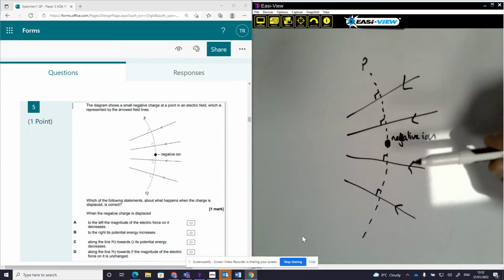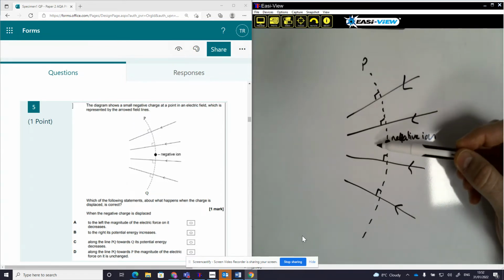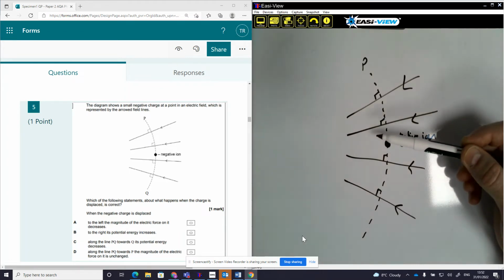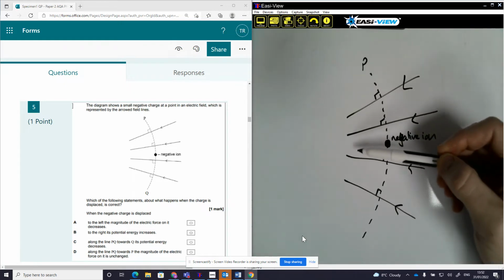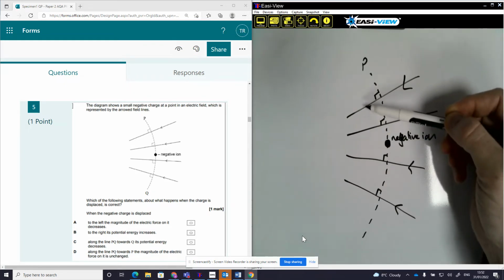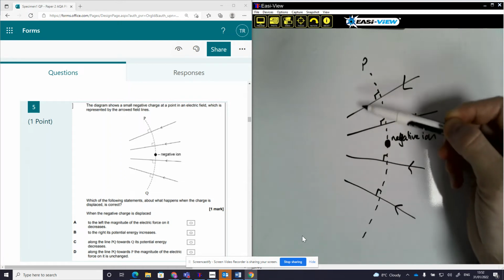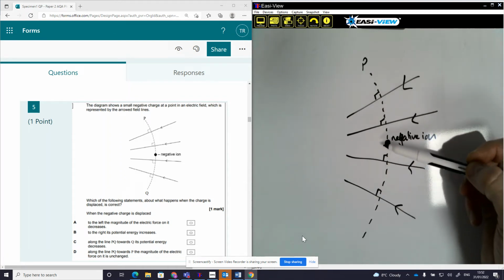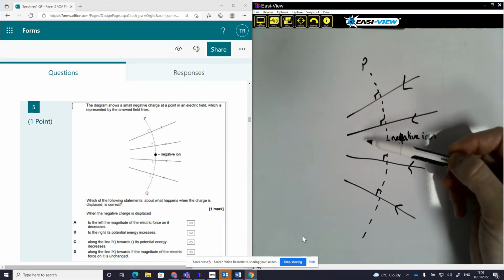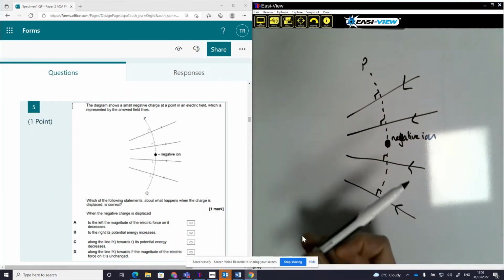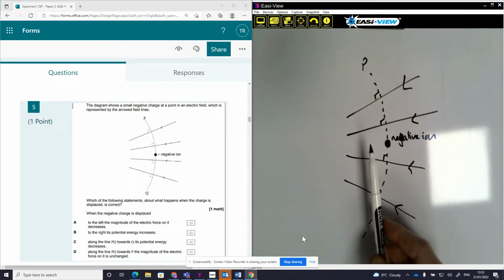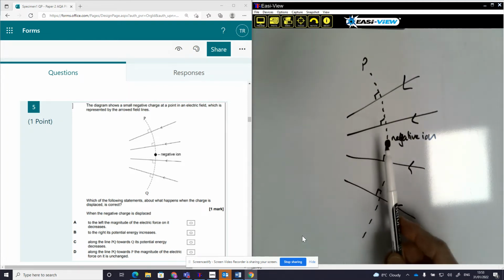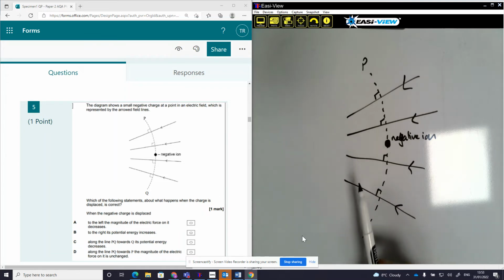So, when a negative charge is displaced to the left, so it moves to the left, the magnitude of electric force on it decreases. Now, the magnitude of the field strength is to do with the spacing of the lines. And if you go to the left, regardless of the charge, the field lines are closer together. So the magnitude of the field is stronger because the lines are closer together. This is moving into a stronger field, so the electric force will be greater. The force will be greater in this direction even though it's a negative ion. The force is in the opposite direction to the field lines, but it will still be greater because these lines are closer together. The spacing has decreased. So that one's not true.